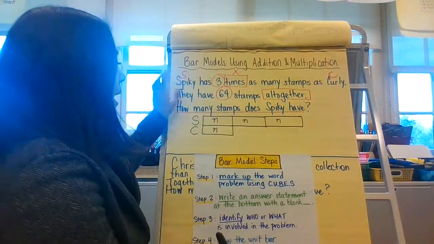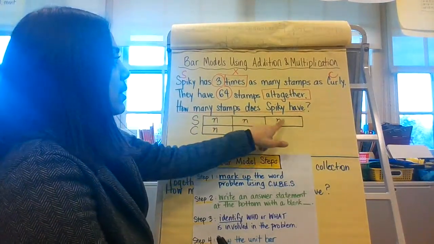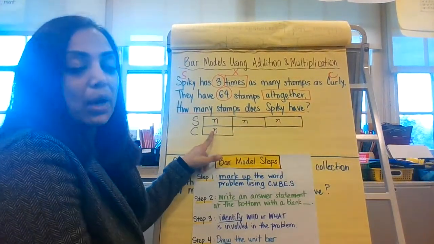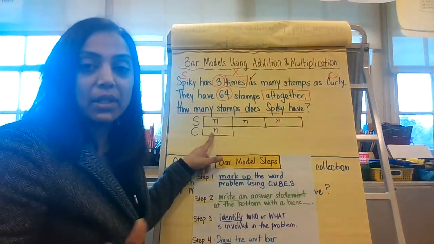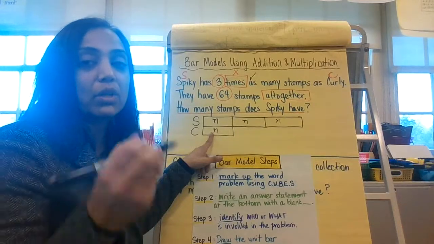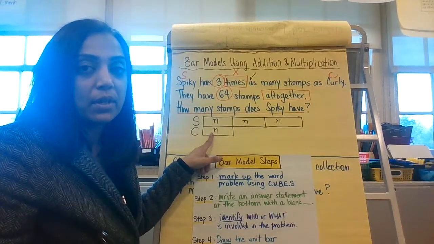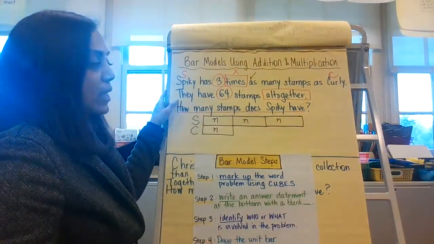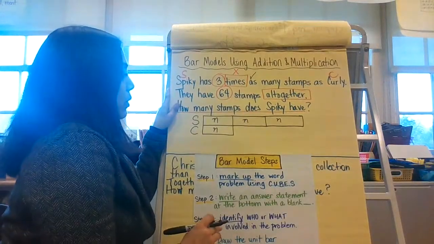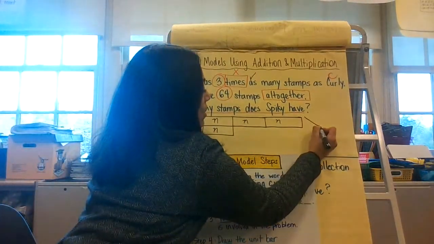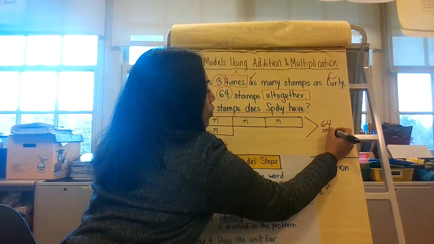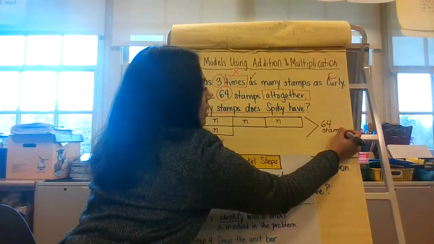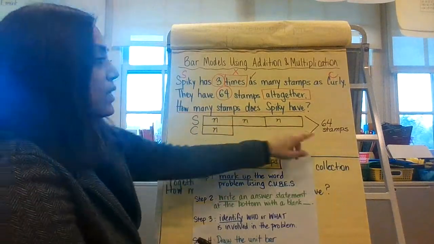Okay. Now it looks like Spiky has 3 times as many as Curly. And we now know we've done this part. So I put a check mark here. That's something that I've also shown you in the classroom so that you know you're taking all the steps. They have 64 stamps altogether. So how do we do that? And we show it like this. 64 stamps. We don't forget the units. Really important. It's stamps, 64 stamps.